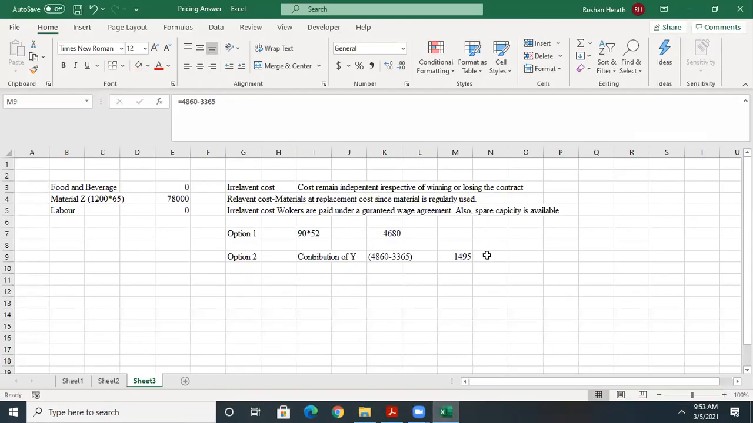So you need to sacrifice 3 units of Y. So accordingly, the lost contribution is this much.